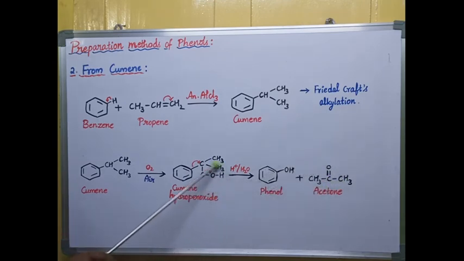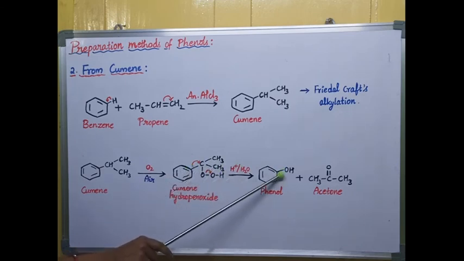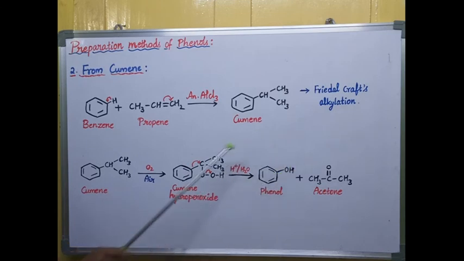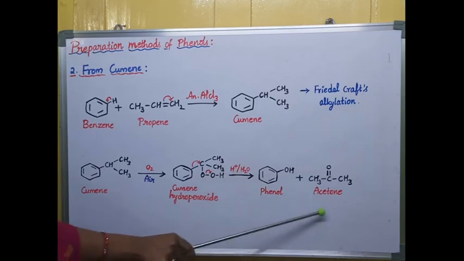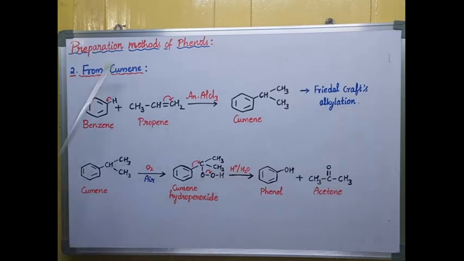Now here the carbon has a positive charge. This OH minus goes and attacks this carbon. So you can see the OH group attacking this carbon. The entire reaction takes place in the presence of acid, that is, with H plus in the presence of H2O. So it forms phenol, with acetone as the byproduct. So phenol is produced from cumene by bubbling of air and by the reaction with acid.